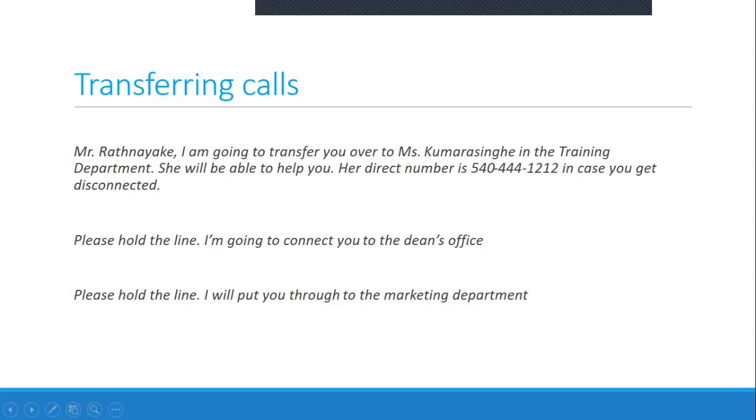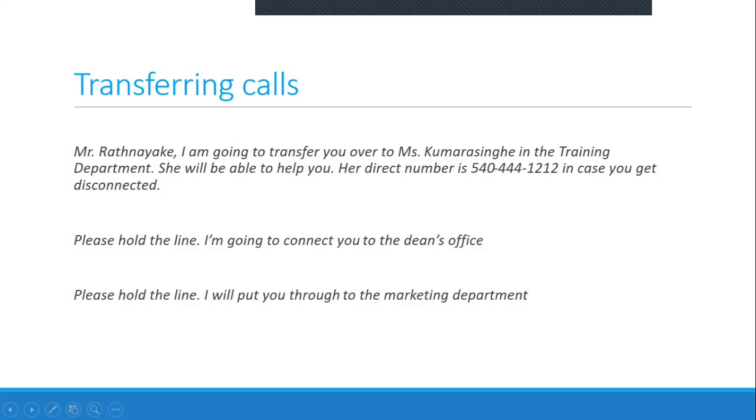So if it was you that was handling Mr. Ratnayaka, now you are going to tell him that you are going to transfer the call to someone named Ms. Kumarasinghe. Why do you think it's important to give the name? Right? Then he also says she will be able to help you. And then more information is given, and her direct number is given. These are very important, because if the line suddenly gets disconnected, right?